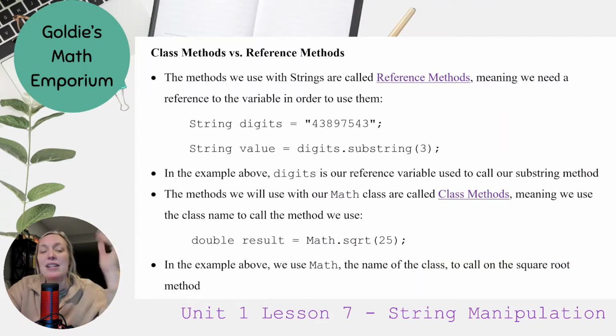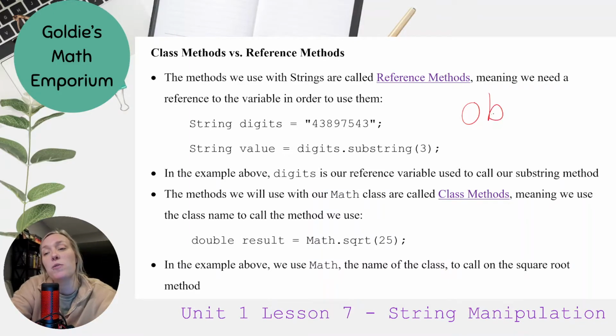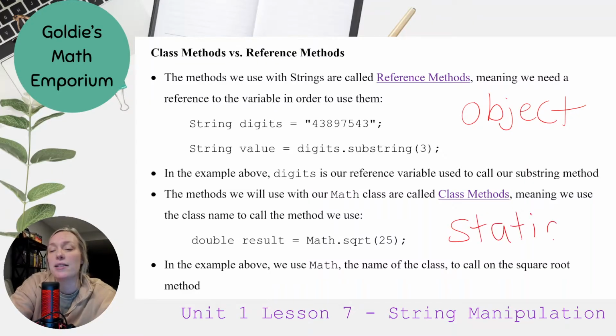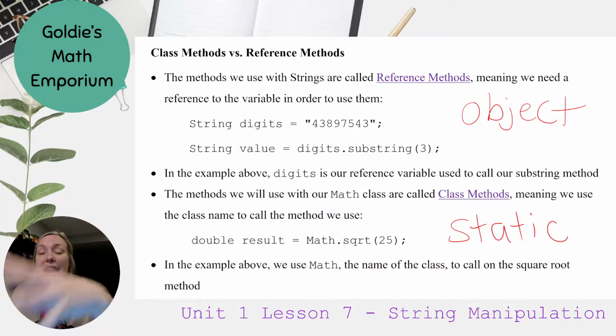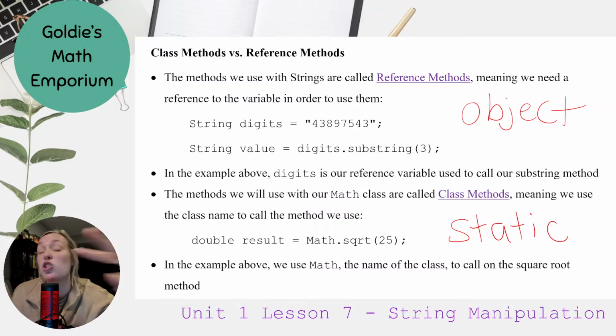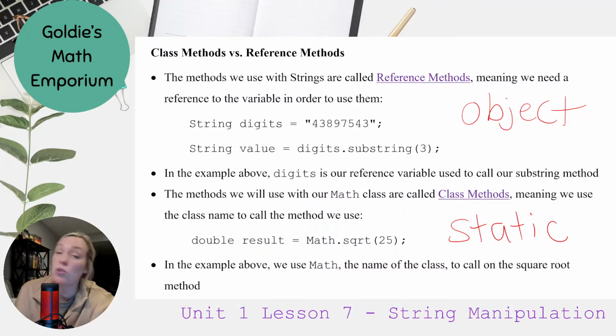The differences between these two are that reference methods refer to an object and class methods do not. Class methods are what we call static methods. That keyword static, you've seen it before, but you don't quite know what it means. We're going to discuss it more in Unit 3. Class methods contain static methods, meaning that they don't act on an object, so we don't use a reference for them. Reference methods use a reference because they refer to an object.